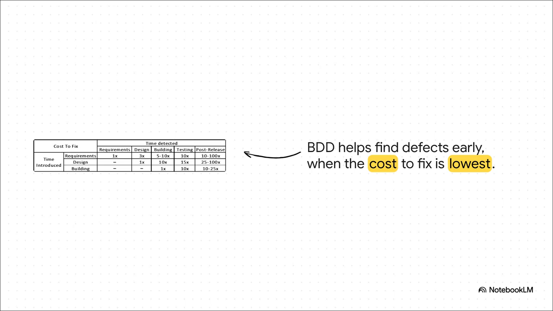And look at this chart. Finding a bug during the requirements phase is cheap to fix. Finding that same bug after the software is released, it can cost you up to 100 times more. BDD saves an incredible amount of time and money.